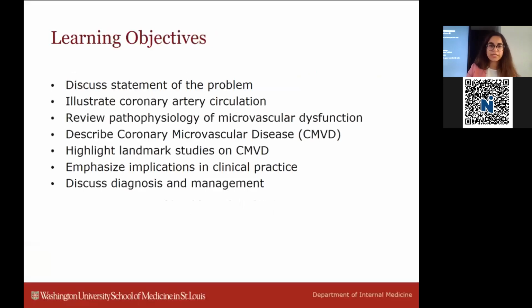So today we're going to start by discussing a case and then discuss the statement of the problem. I will go over and illustrate some coronary artery anatomy. I will then review the physiology and pathophysiology of microvascular dysfunction. I'm then going to describe coronary microvascular disease as it results from those dysfunctions. We're going to highlight some landmark studies that brought attention to the disease. I'm going to give examples that emphasize its implication in clinical practice and briefly discuss diagnosis and management. At the end, my goal is to convince you to put this disease on our differential when assessing people with chest pain in the office or in any clinical setting.